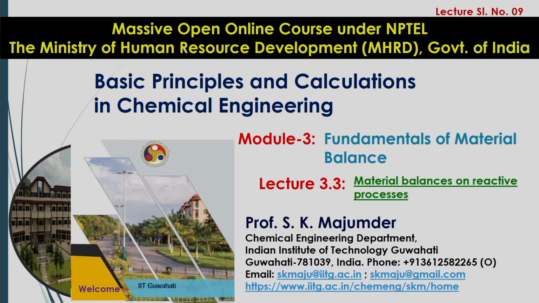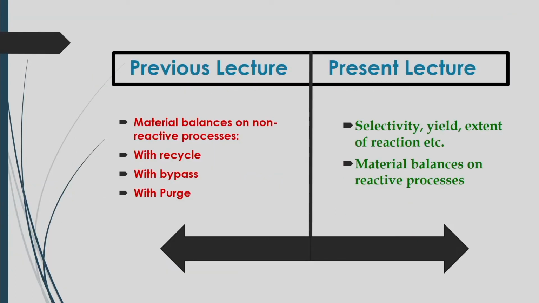Here, we have given earlier the examples of material balances with non-reactive processes like with recycle, with bypass and with purge. Here, we will discuss something more about reactive processes like selectivity, yield, extent of reaction, and how this extent of reaction concept can be used to do the material balance on these reactive processes.